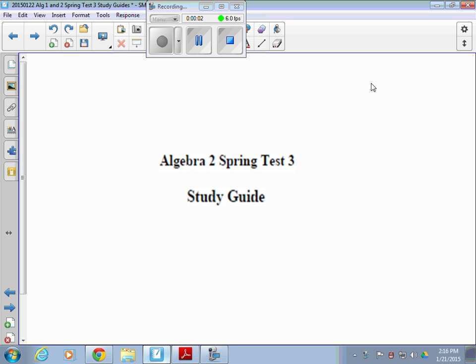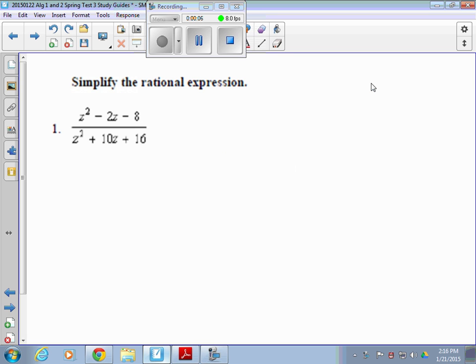This is Algebra 2, spring test number 3. We're in the week 3 study guide. Number 1, we are simplifying a rational expression.